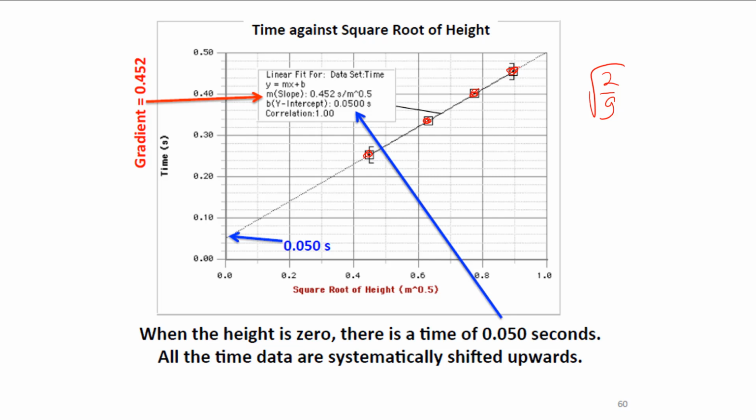Notice that if we graph square root of height against time, when we go to a height of 0, which is also a square root of height of 0, we still have a non-zero time. That doesn't really make sense in theory, because if we drop it from a height of 0, it should take 0 seconds to reach the ground. So this indicates a systematic error in time in our experiment. However, that systematic error in time might not affect my value of g if I graph my data. And in fact, it doesn't, because all of the data are shifted up by the same amount, which means it doesn't affect the slope or the gradient.